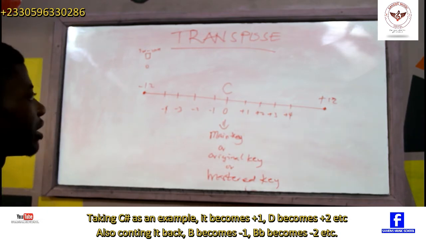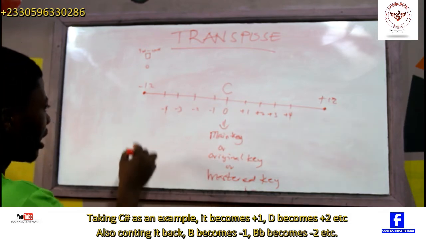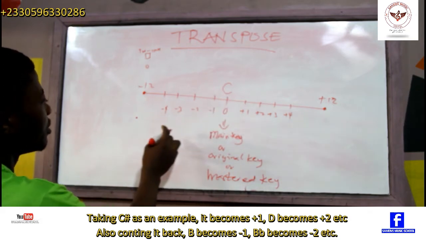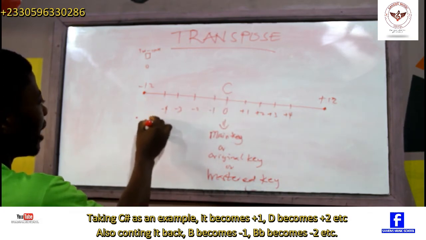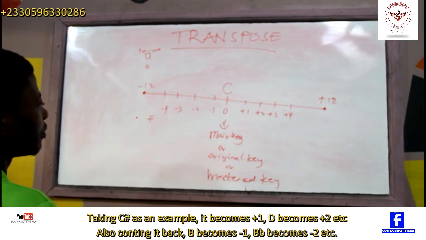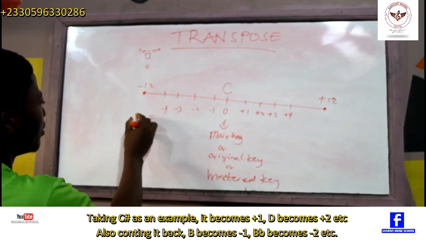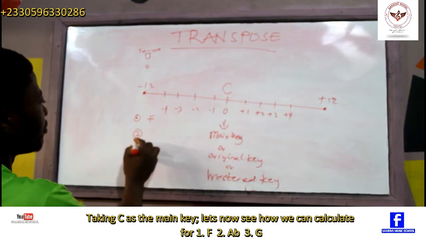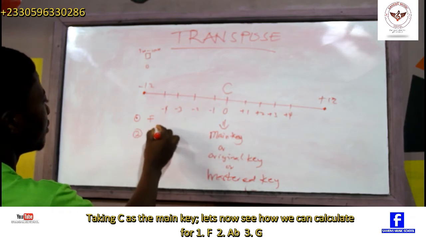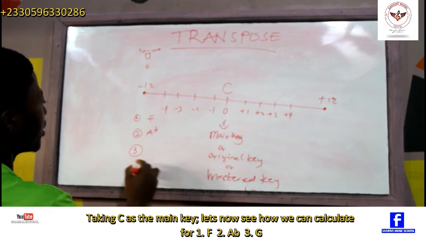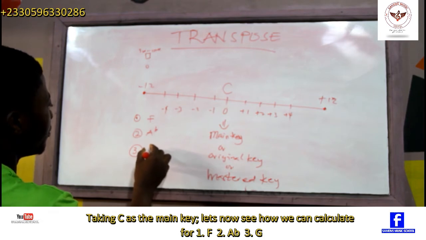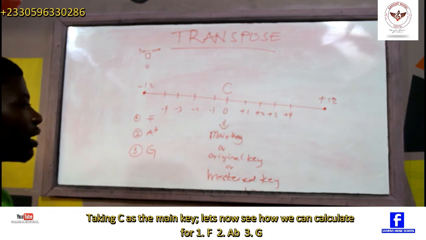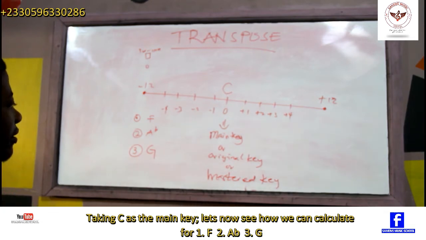With this very example, let me take these notes I'm going to teach about. One, we use key C and transpose to F. What is the number going to be? Two, we take the same key C and transpose to A flat. Finally, we take key C and transpose to G. So these are the transpositions we are going to do from key C.